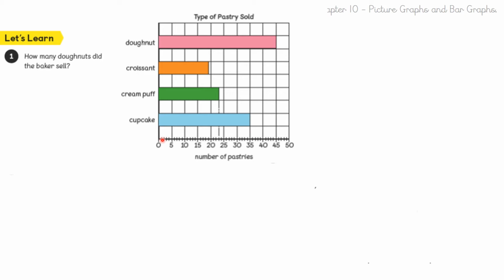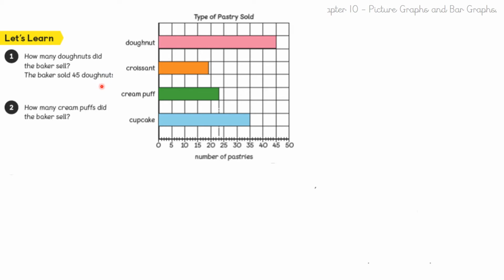Okay, now how many donuts did the baker sell? We've got here the bar representing the donuts. So if we go down, we can see that he sold how many donuts? 45 donuts. So we can say the baker sold 45 donuts.